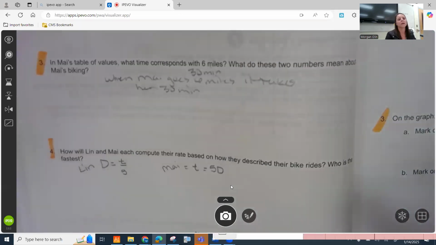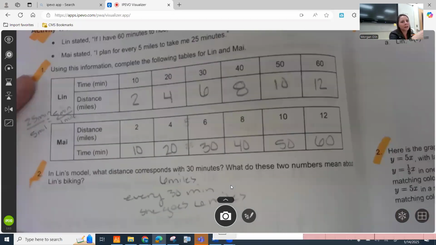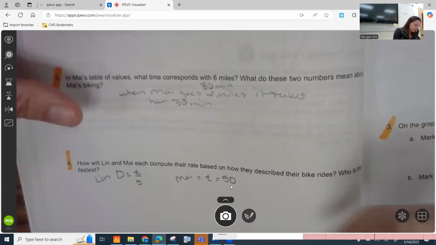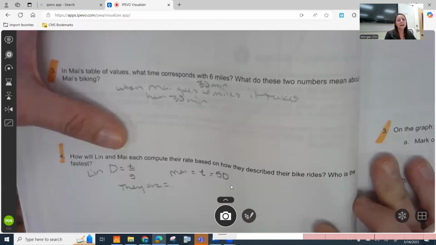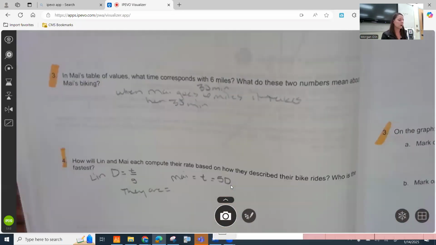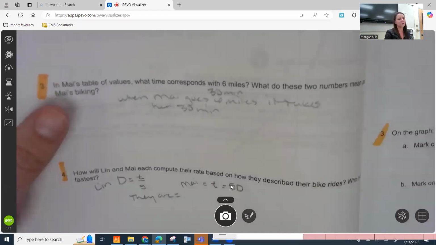All right. So who is the fastest? Well, if you actually look at it, isn't it the same? So here, they are equal. All right, even though the equations are a little bit different and the tables are a little bit different. So let's talk about, well, what did we just do here?